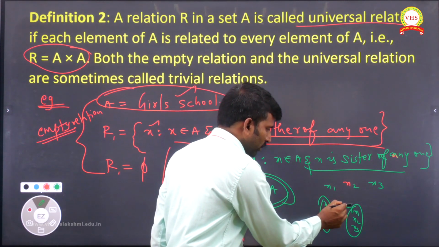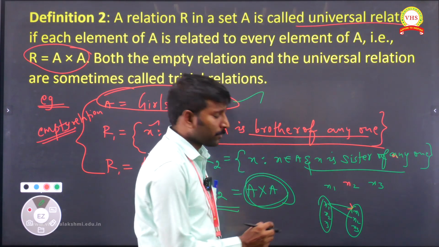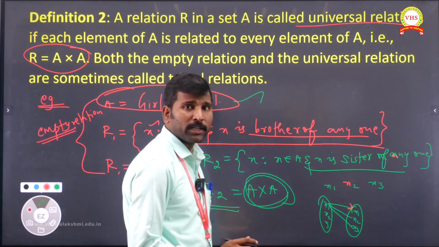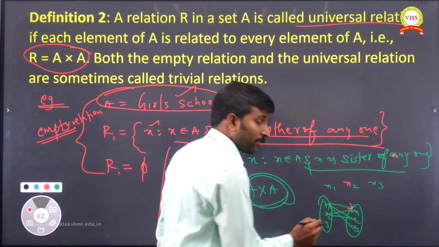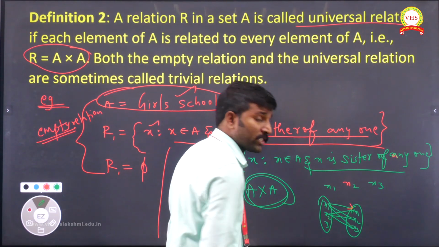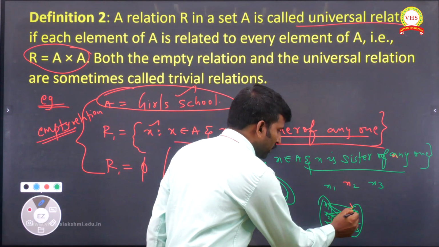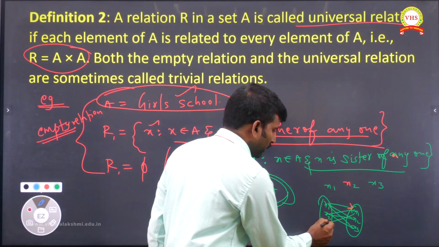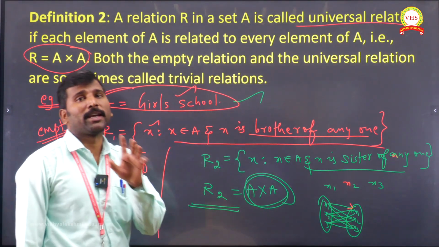Now x1 is a sister of herself. And x1 is the sister of x2, x1 is the sister of x3, like that. x2 is the sister of x1, x2 is the sister of x2, x2 is the sister of x3, like that. One more: x3 is the sister of x1, x3 is the sister of x2, x3 is the sister of x3. We can make it like that.